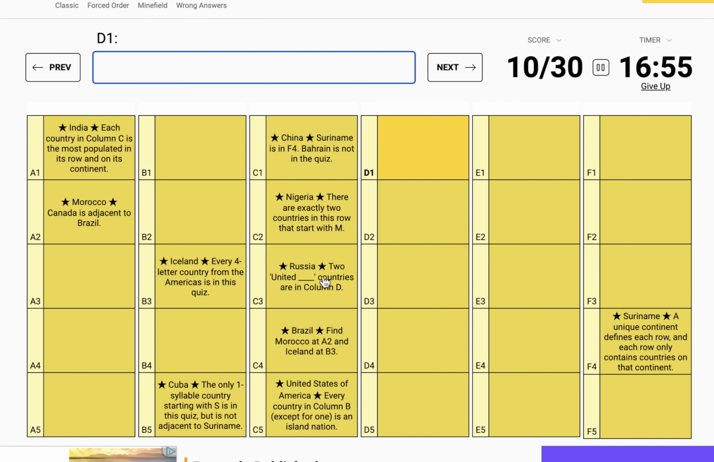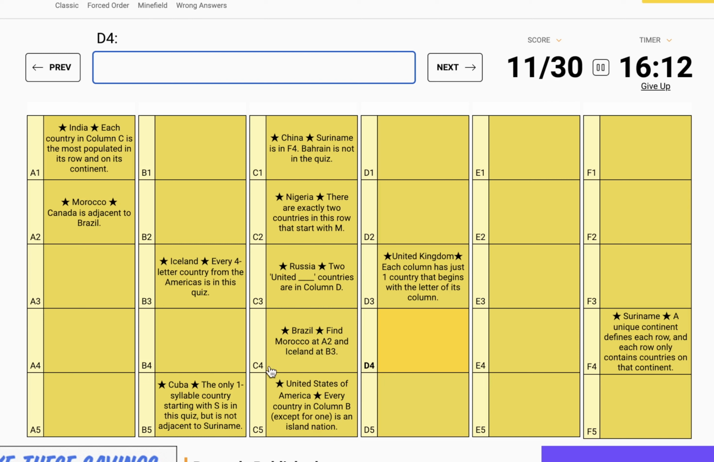Okay, so the United blank countries are in column D. No, two United blank countries are in column D. So we have the United States, the United Kingdom, and the United Arab Emirates. I think that means this is going to have to be the UK. Each column has just one country that begins with the letter of its column. Okay, so this is C, China.